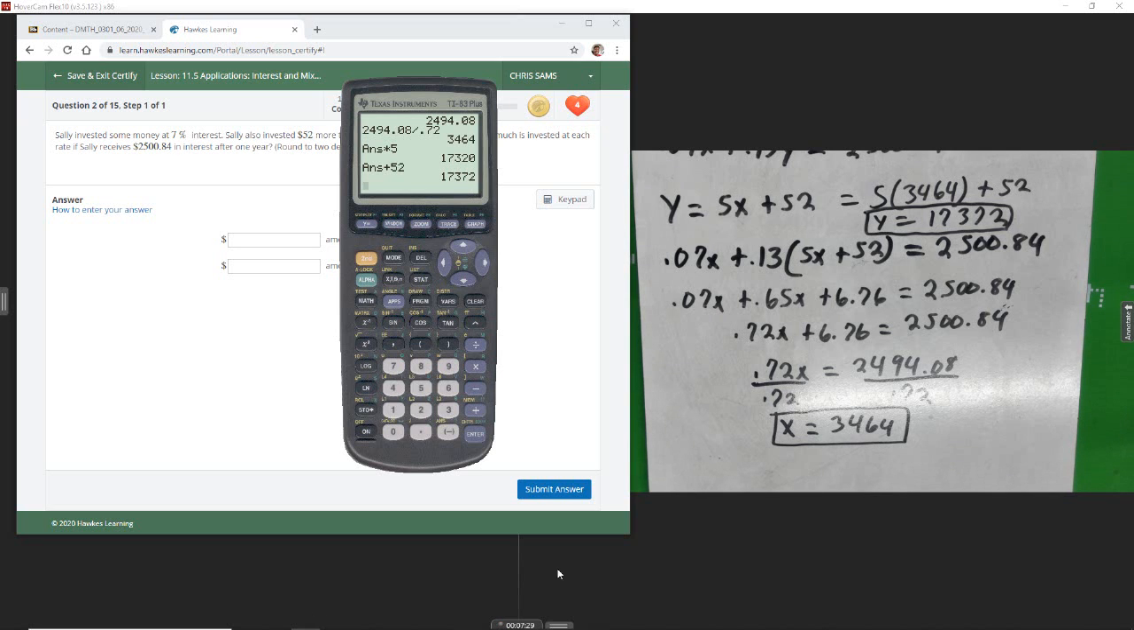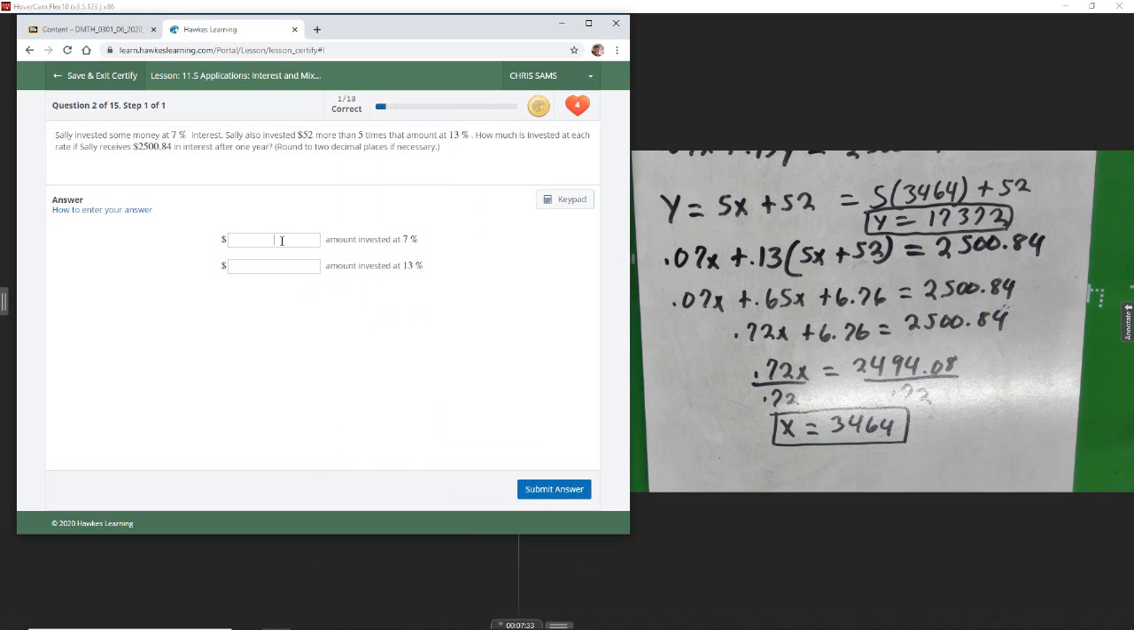So now we can plug this in. At 7%, that was the smaller amount, 3464. And then the larger amount we got was 17,372.